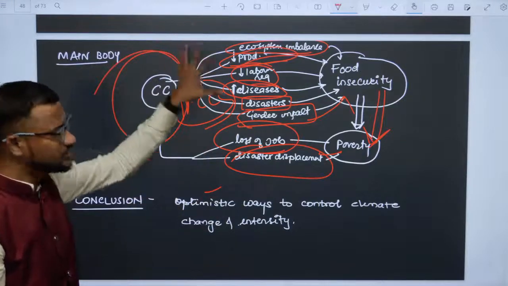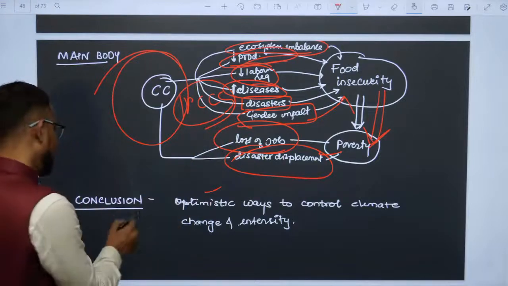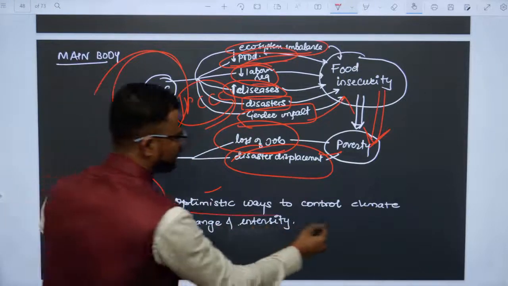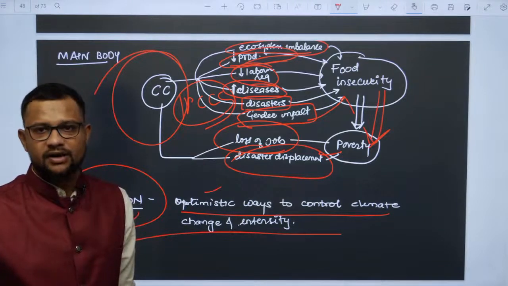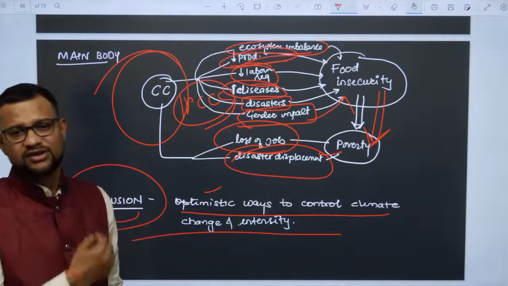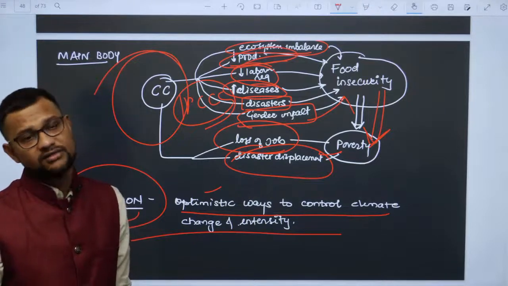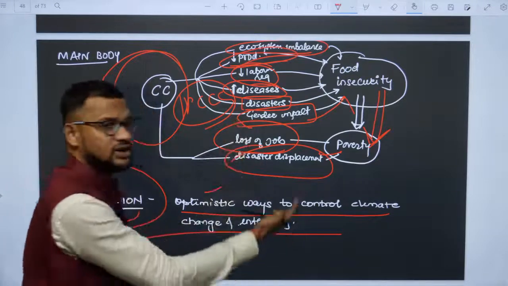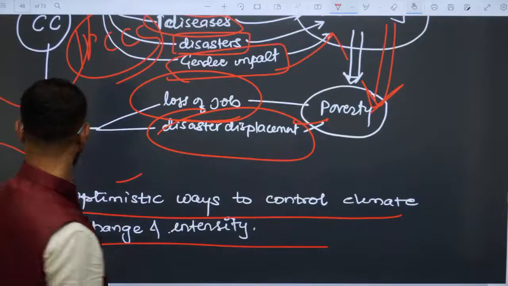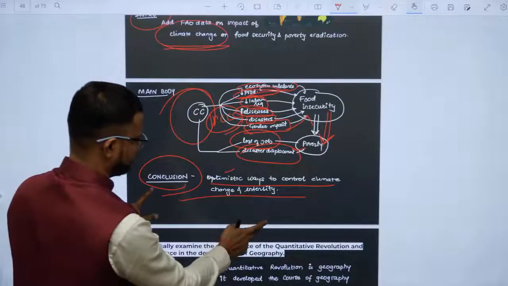I have given you this example of how to connect, so it will be even easier for you. Then the conclusion: an optimized way to control climate change and its intensity. You can connect it with the Paris deal, with our net zero targets, and with the Panchamrit strategy by the Prime Minister. Also write how technological help will help us manage this.